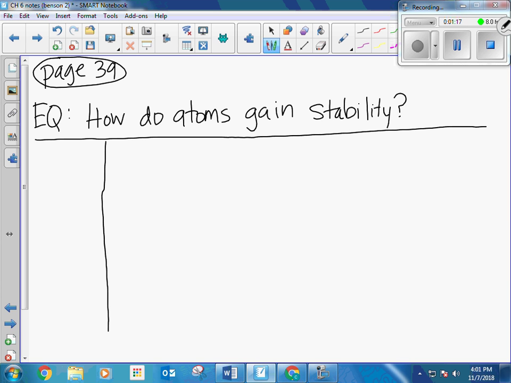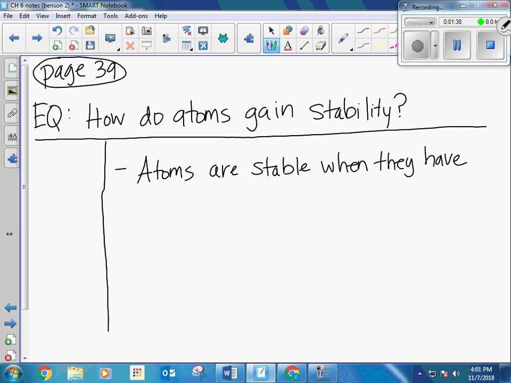There has to be something near them that wants that, and it's going to have that attraction. So let's write a couple of these points down. Okay, so atoms are stable when they have a filled outer energy level, and they do this by gaining or losing electrons.